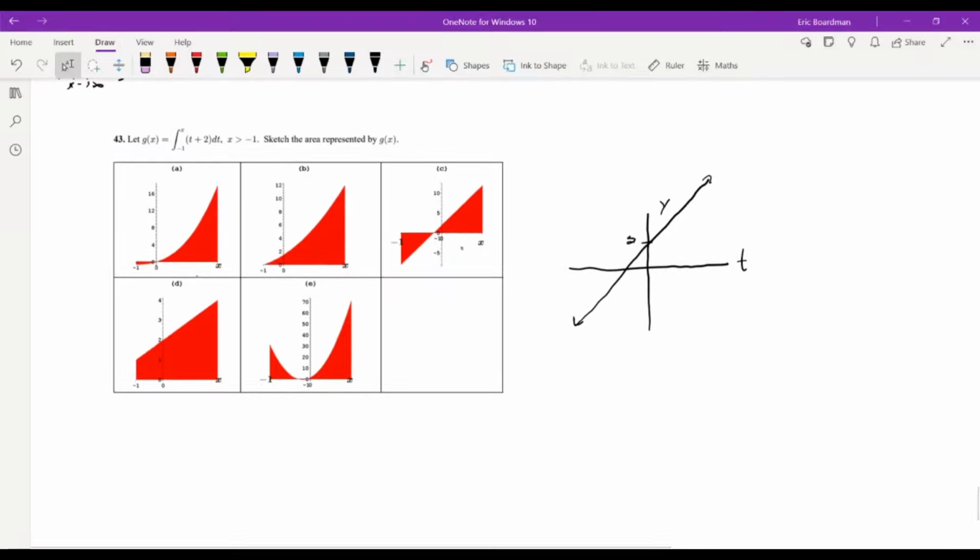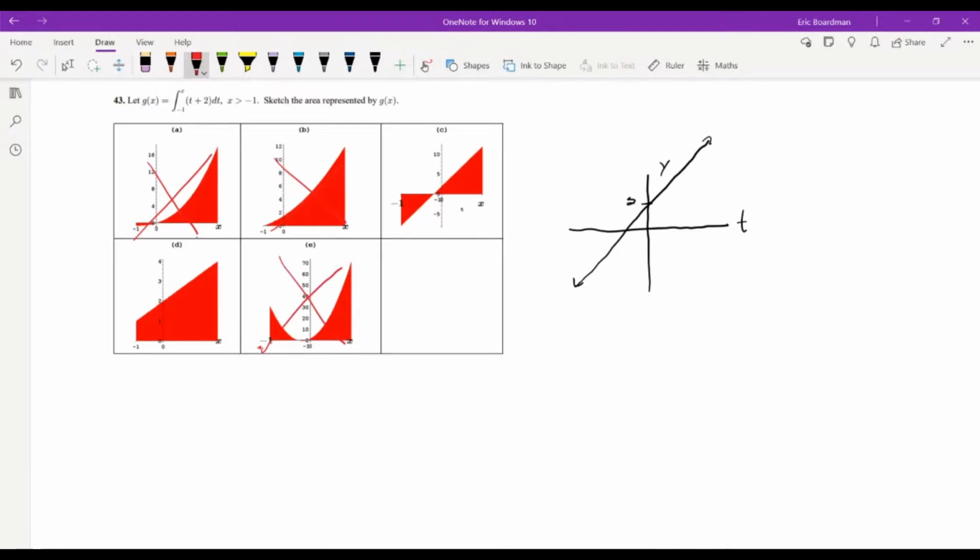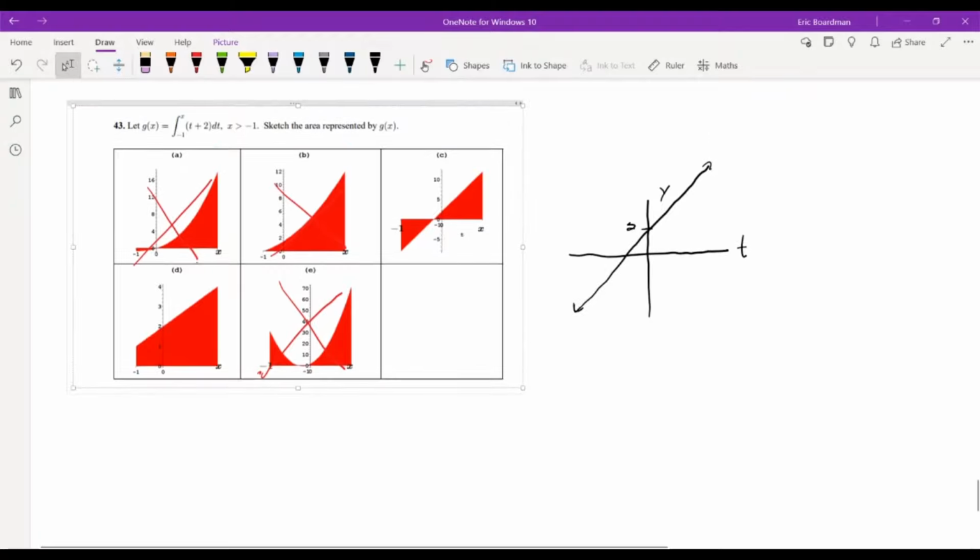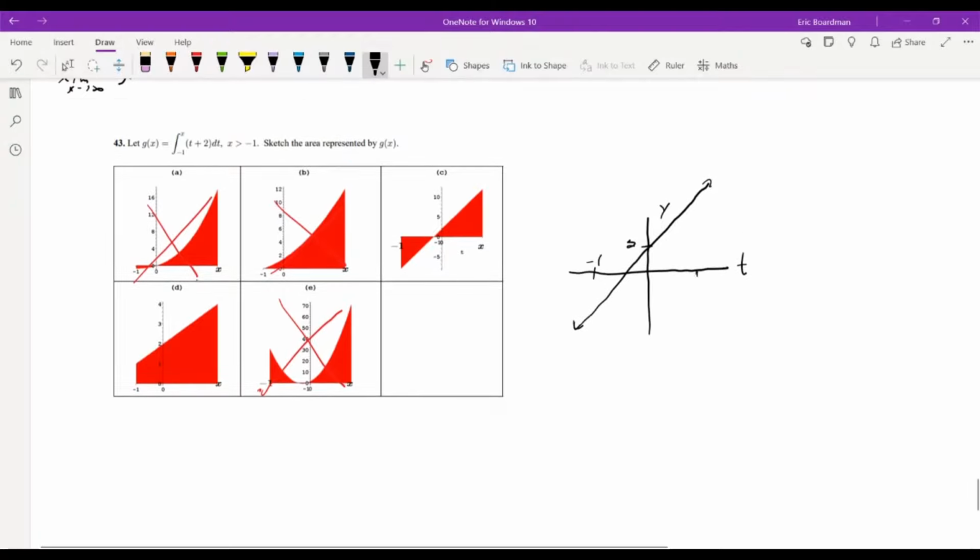So this first one, no, because that isn't the shape of a line. Same with this one, and same with this one. So we're only interested in C and D. And we want to go from -1 to a value x. And then g of x is this area. And so as you can see, that is C. So I'll move on to the next question now.